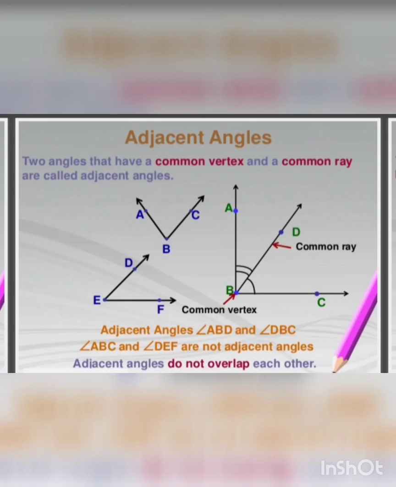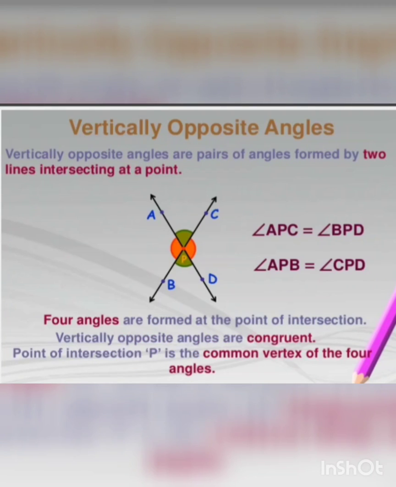Adjacent angles. Two angles that have a common vertex and a common ray are called adjacent angles. So here we have the figure, that is here B is the common vertex and BD is the common ray. Here we can observe angle ABD and angle DBC are adjacent angles. So adjacent angles do not overlap each other. Vertically opposite angles.